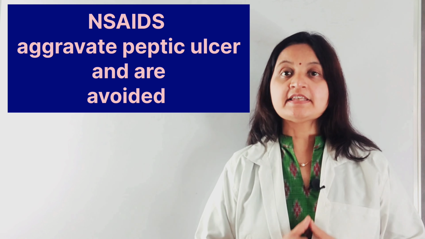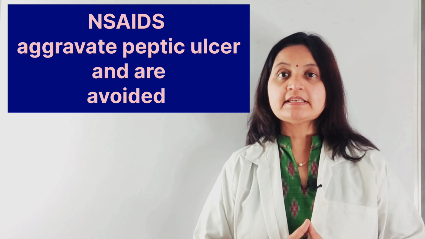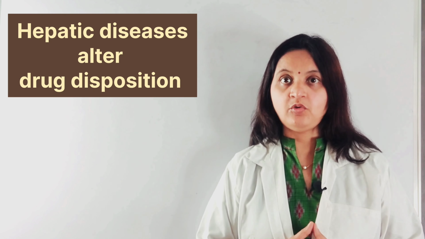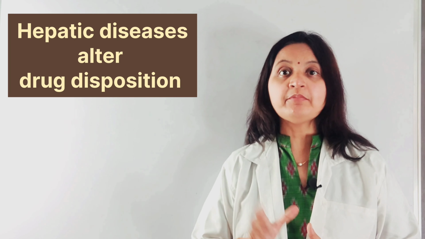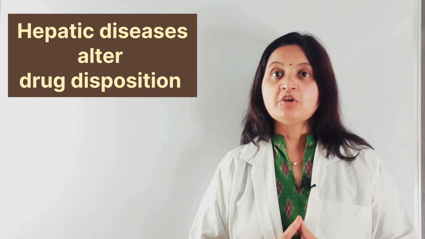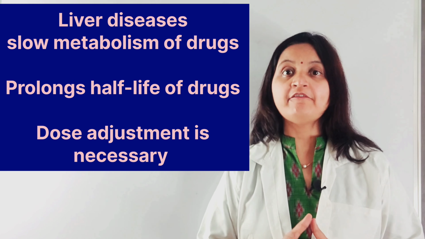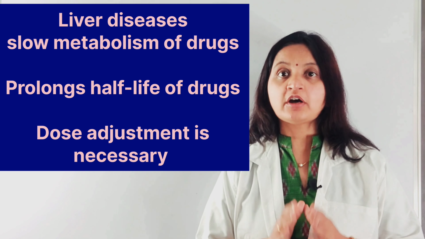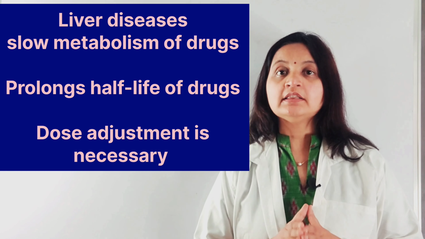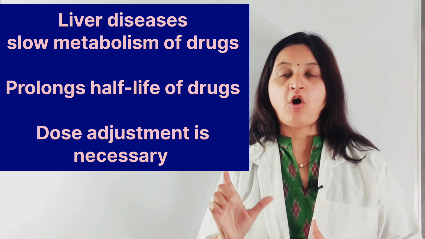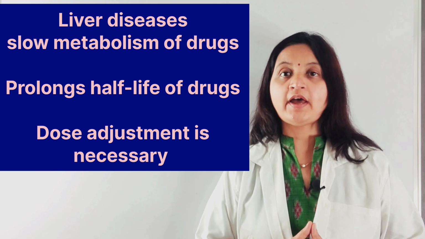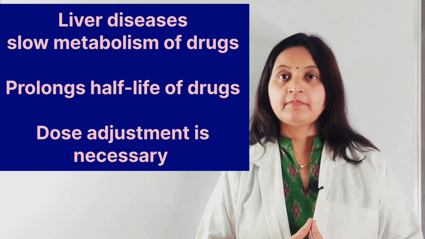The next factor is hepatic diseases. Hepatic diseases, particularly cirrhosis, can alter drug disposition in several ways. Liver is the primary site for drug metabolism. So cirrhosis of liver slows down the metabolism of several drugs and this leads to accumulation of drug in the plasma, thus leading to the prolongation of T-half and this requires dose reduction.